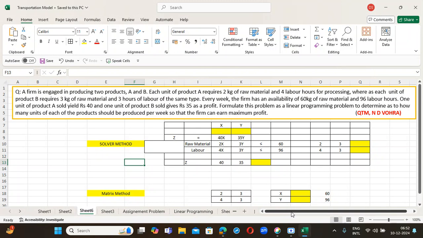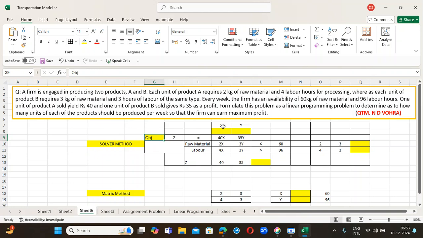One unit of product A sold gives 40 rupees as the profit, and one unit of B sold gives 35 rupees as a profit. The ultimate objective of the question is to maximize the profit, and through this process, how many units of A and B you have to produce. So the particular problem is the maximization type. So I have written here the objective of the particular problem is the maximization.